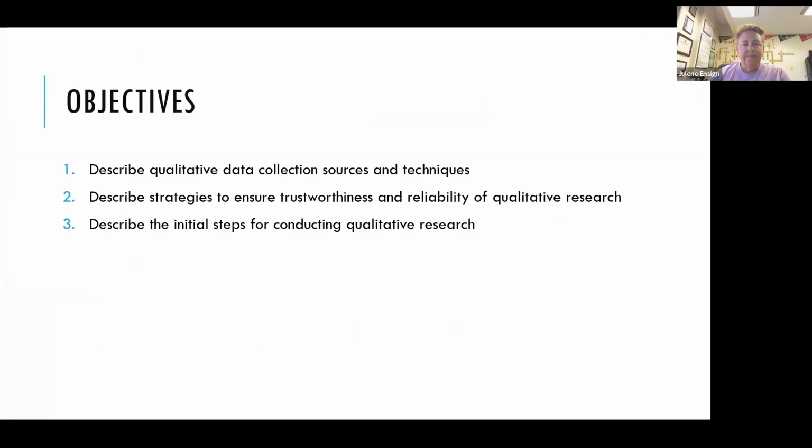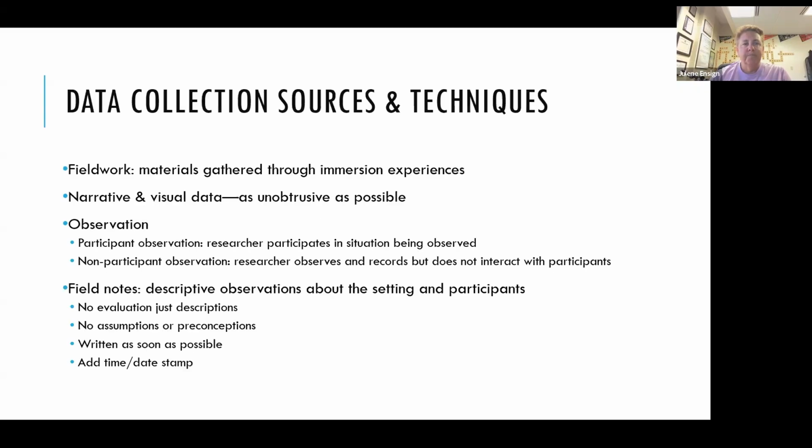So our objectives, we're going to talk about where we get our qualitative data sources, the different techniques that we use when we're looking at qualitative data collection. We're going to describe the strategies that help us ensure that the data that we're getting is accurate, or in this case, it's called trustworthy and reliable, meaning that two different people would see or record the same kinds of things. And then we're going to describe the initial steps for conducting qualitative research.